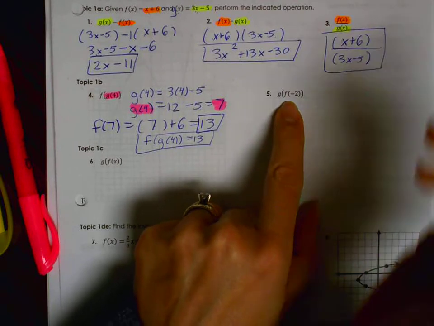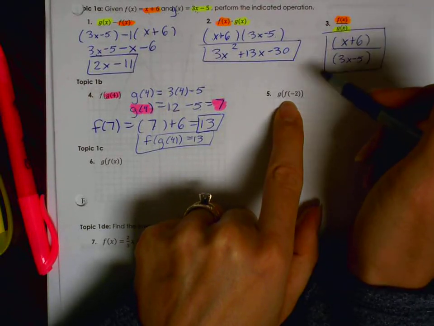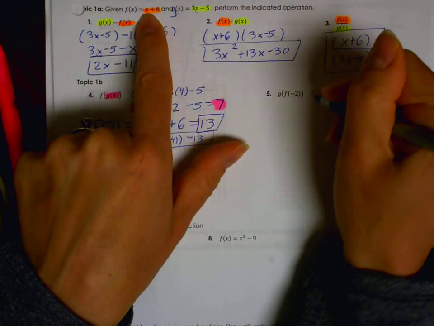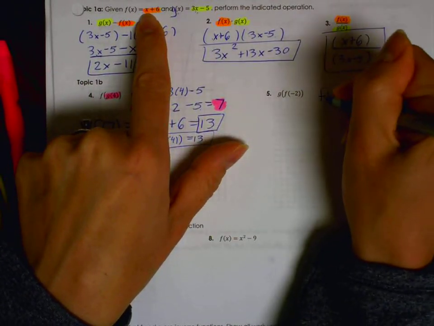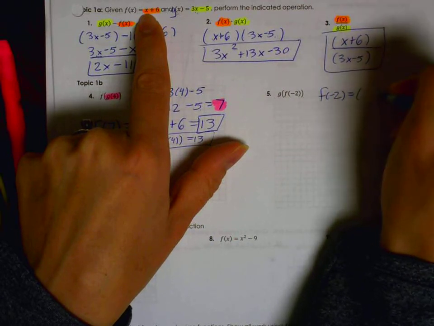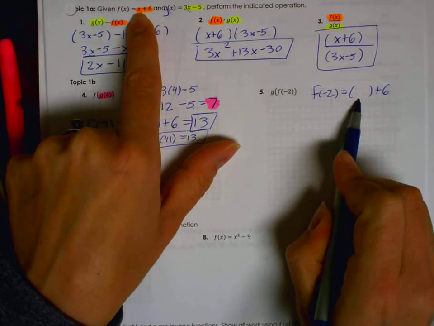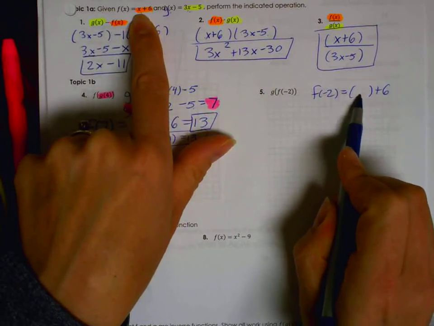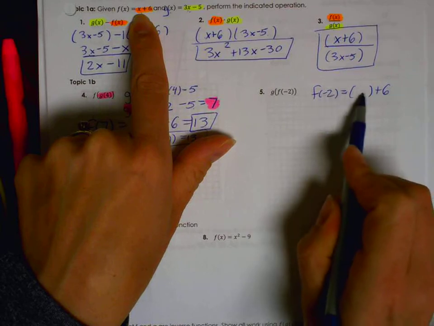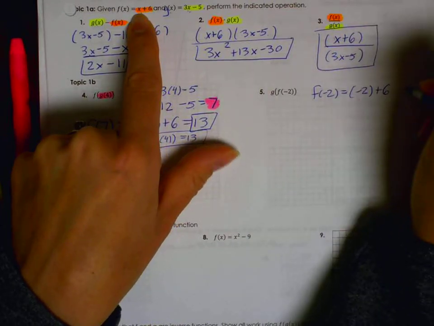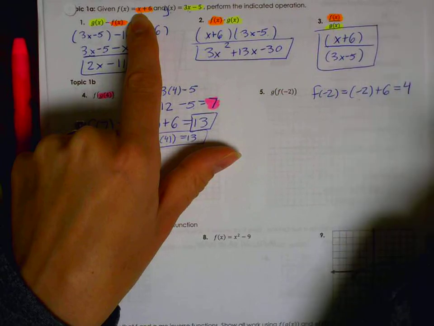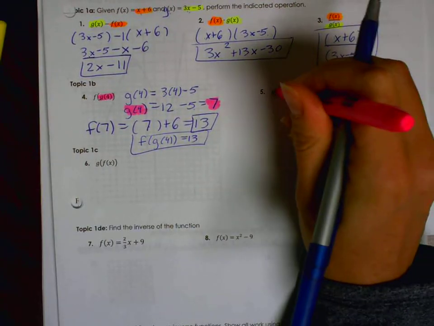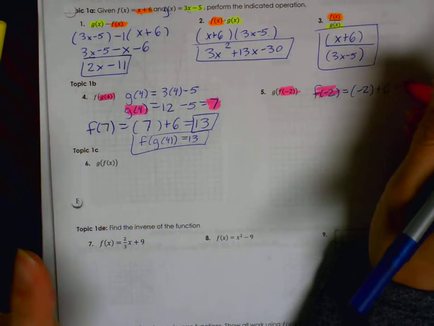Same thing here, f of negative 2. This is saying I need to look at my f function. I start from the inside, look at my f function, and everywhere there is an x, I am going to replace that x with negative 2. So here, in parentheses, negative 2, and I left parentheses for my x, negative 2. Negative 2 plus 6 is 4. So now, that's what's going inside, right? We're looking for f of negative 2, which is 4.